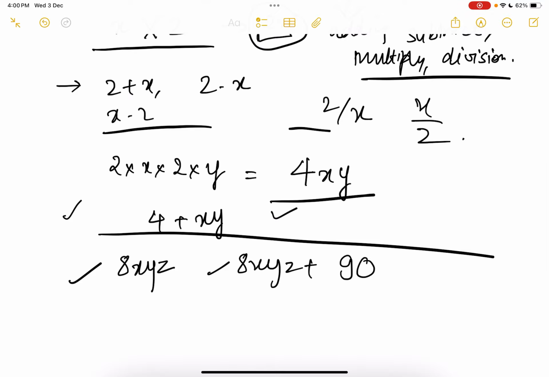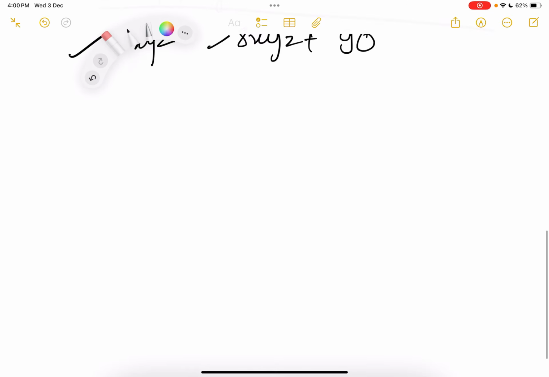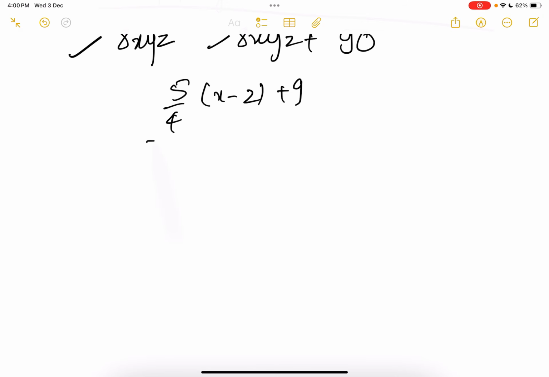Now we'll come to your chapter, what equations are. Basically now you know expressions. You can have many expressions. I'll give you a few more different expressions so that you're a little more familiar with them. Suppose I give you an expression like 5 by 4 into x minus 2, plus 9. So this is also an expression. You are multiplying 5 by 4.